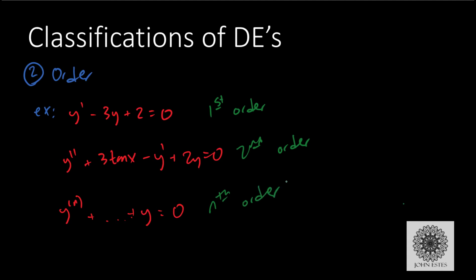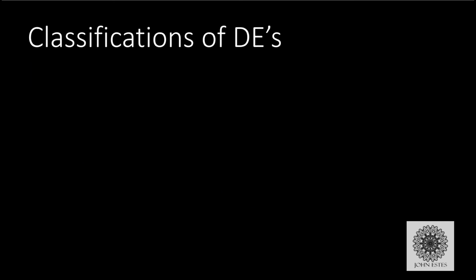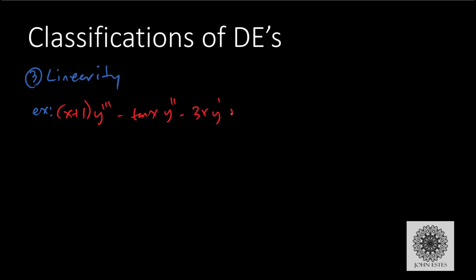So higher order will require different methods of solution than lower order, and particularly first order. Lastly, the third way to classify DEs that we will talk about is by linearity. And again, I'll highlight this with an example. Say (x plus 1) y triple prime minus tangent x, I like those trig functions, y double prime, minus 3x y prime plus 5y equals 0. So this is a third order differential equation, but this equation is also linear.